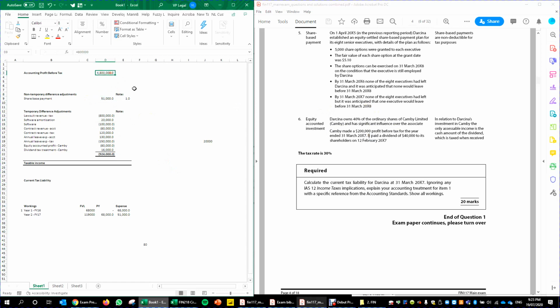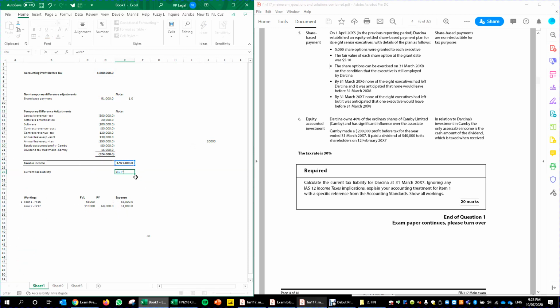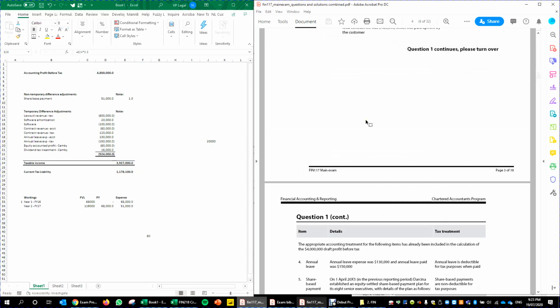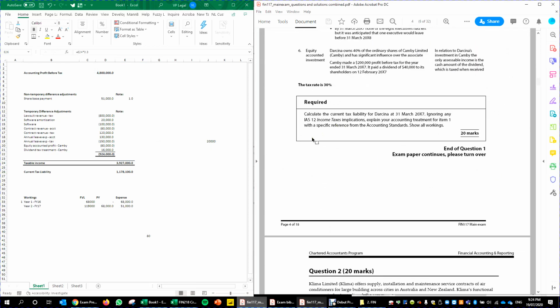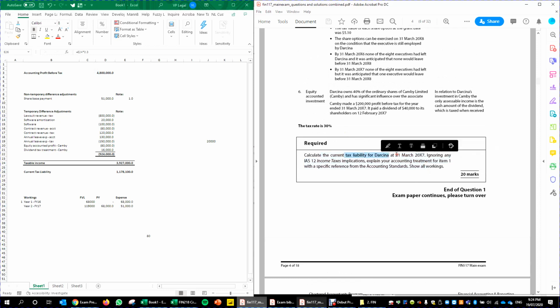So what else do we need to do? We've got our accounting profit and our adjustments. What about our taxable income? To work out our taxable income, we need that plus our non-temporary plus our temporary deductions. That's the taxable income. And our current tax liability is therefore that times the tax rate, which is 30%. So 1178. Now, do we need to look for any adjustments, movements in prior year in the provision for current tax? No, we don't, because it just says calculate the current tax liability. So that's it. That's 20 marks right there. We got 20 out of 20 for that question.